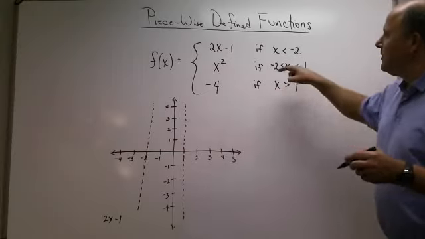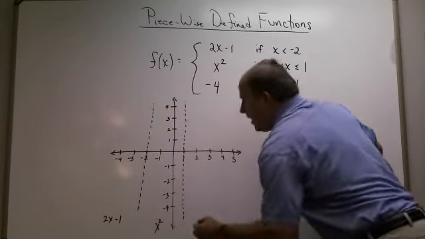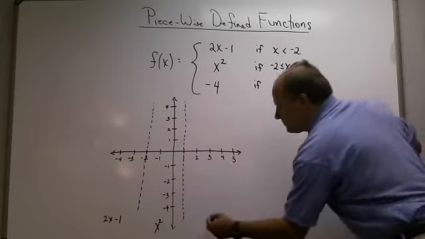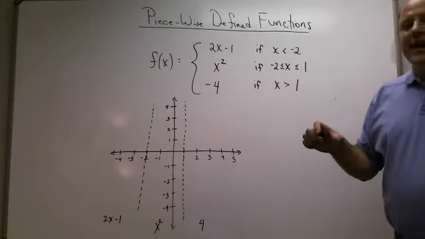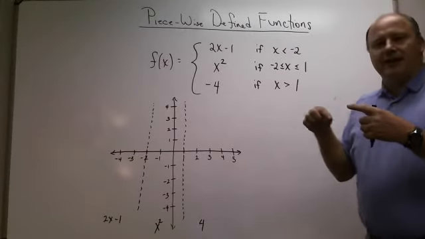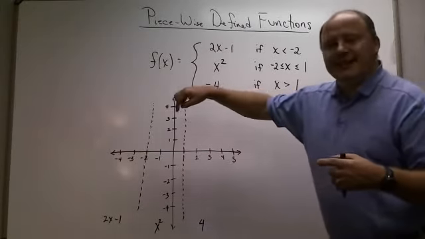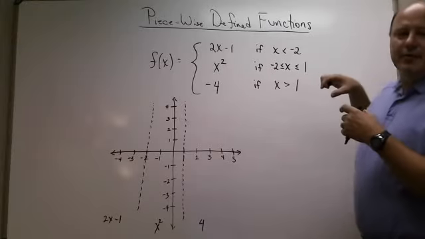Between -2 and 1, it's defined to be x squared, so I put x squared there. And on the right side of 1, where x is greater than 1, it's defined to be -4. So basically, you'll have three graphs, and the graphs cannot overlap these dotted lines. Once a graph is on the left side, it has to stay contained on the left side. Same thing in the middle and on the right.